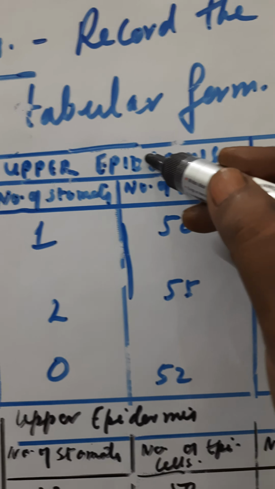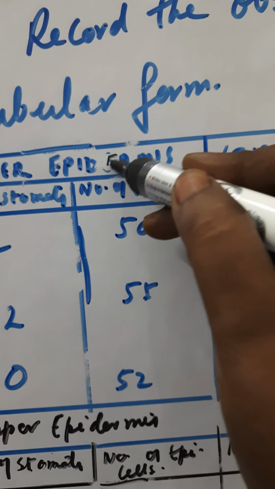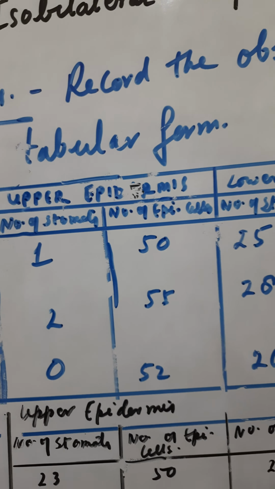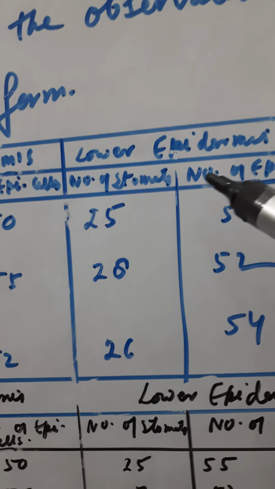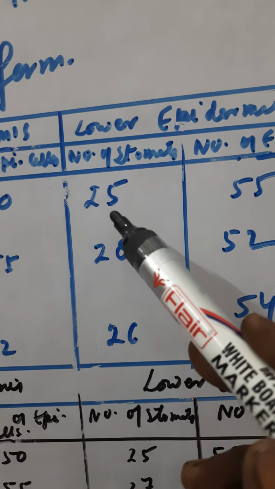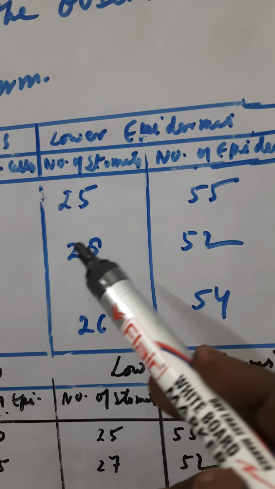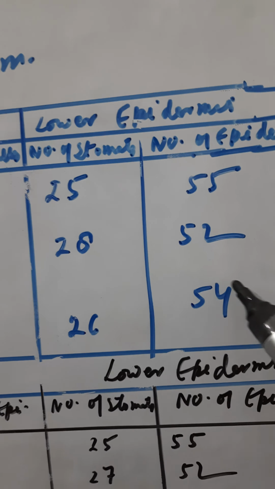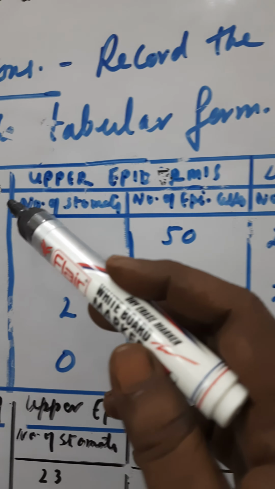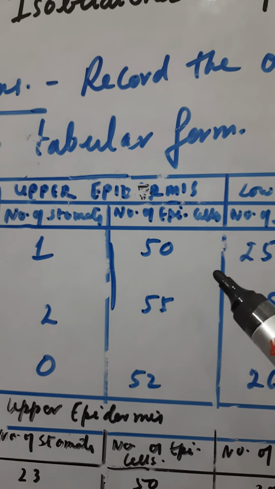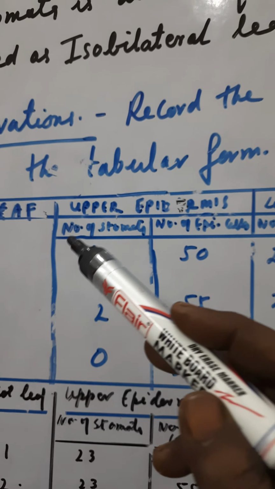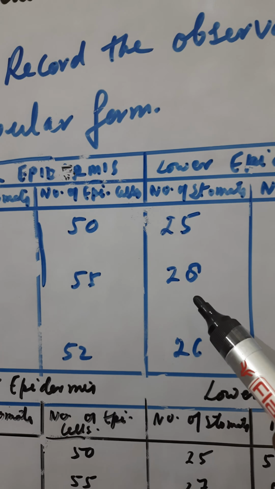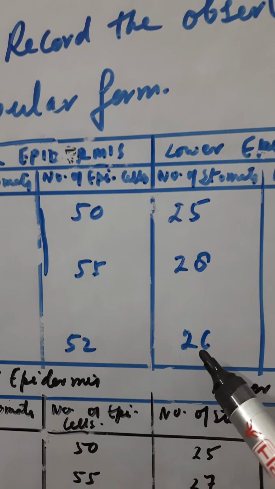Upper epidermis, this is E. This is the E, upper epidermis in the dicot. Then in the lower epidermis, the number of stomata will be more, hence it is 25, epidermal cells 55. Number of stomata you got 28, epidermal cells 52. Here you got 26, epidermal cells 54. Here you can see there is a clear variation in the distribution of stomata. Upper epidermis 1, lower epidermis 25; upper epidermis 2, lower epidermis 28; upper epidermis 0, lower epidermis 26.